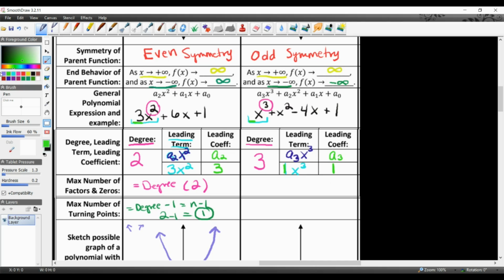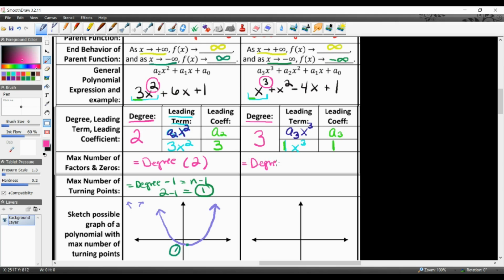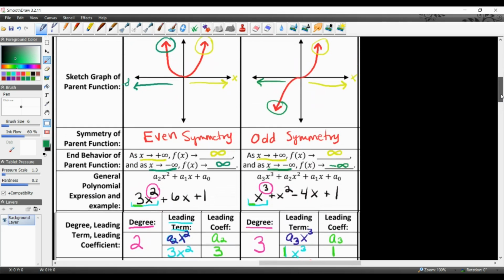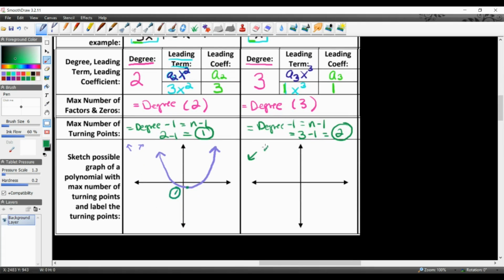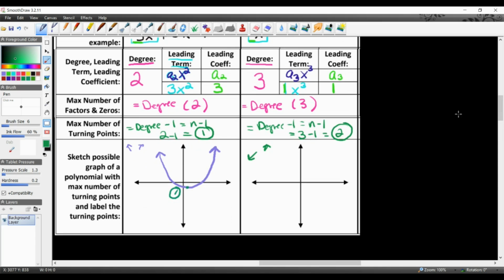The degree is also going to tell us the max number of factors and zeros we have, because it could have less real factors and zeros. So in this case, it's going to be equal to the degree, which is 3. Our max number of turning points is going to be the same as the one before. It's degree minus 1, or n minus 1, which in this case is 3 minus 1 equals 2. So this graph should follow our end behavior. It's down and then up, so let's keep that in mind. Down, up, and ours is positive, so this looks like a pretty good end behavior to me. And it has at most 2 turning points.